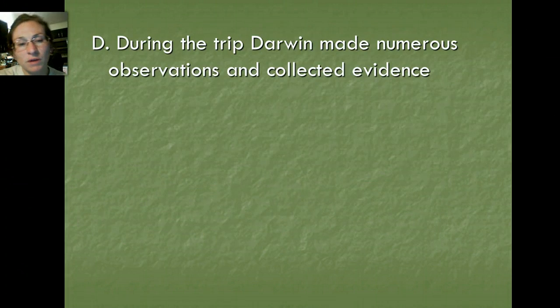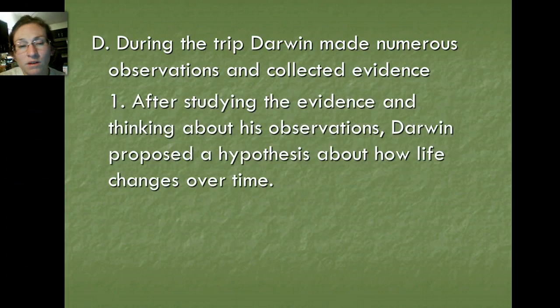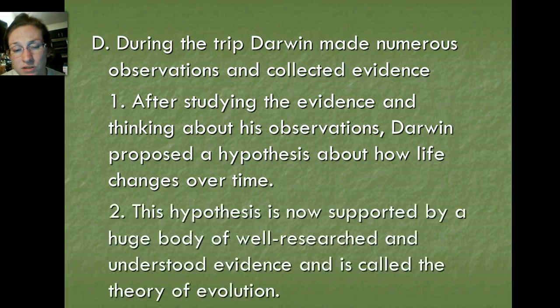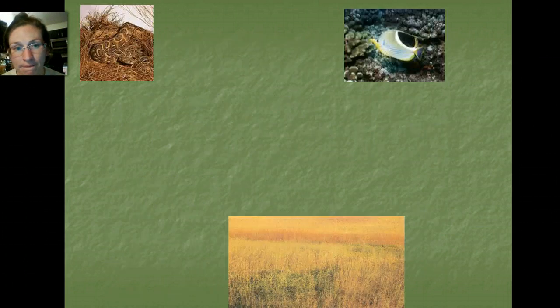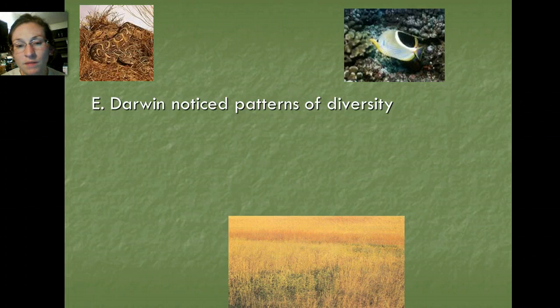Alright, so during the trip, Darwin made numerous observations and collected evidence, as I've said. After studying the evidence and thinking about his observations, he proposed a hypothesis about how life changes over time. That hypothesis is now well supported by a huge body of well-researched and understood evidence and is called the theory of evolution. And I know all of you remember what a scientific theory is. It is a well-supported, well-tested hypothesis.